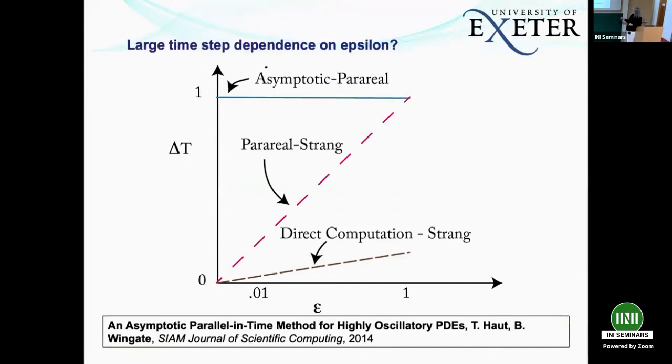So with some of the best, this is a direct computation using Strang splitting. Don't worry if you don't know what that is. I would call it an accurate integrating factor type method. And then if we use this Strang splitting with parareal, we still have this dependence on epsilon. So when epsilon is small, we are creeping along at a very small time step and we're not getting anywhere. So by using some of what we've learned from fast singular limits, we've been able to concoct algorithms where this coarse time step is order one.